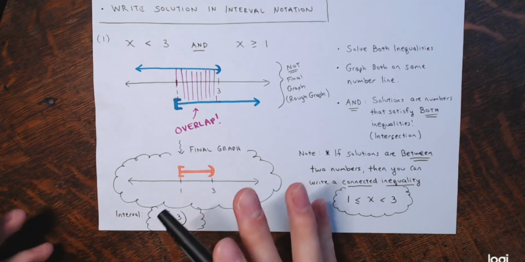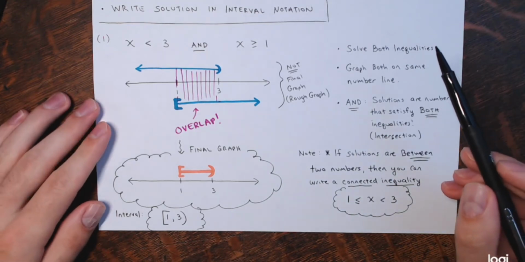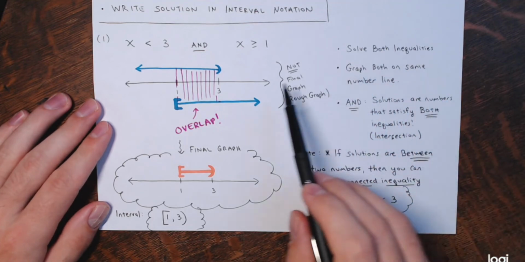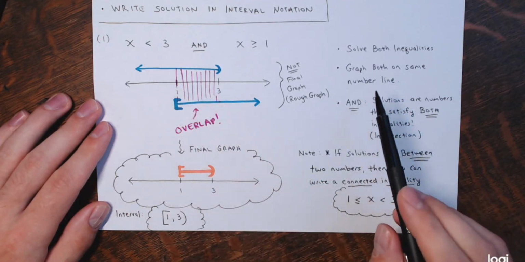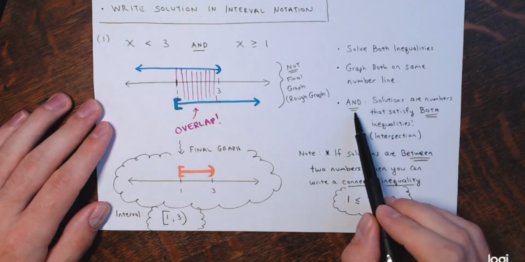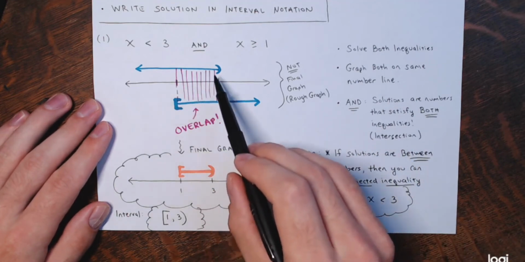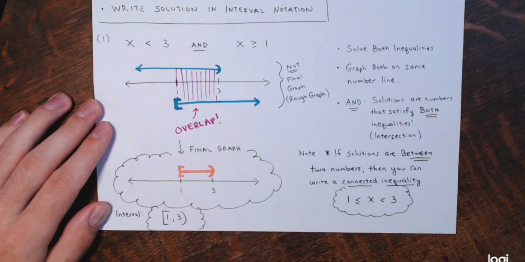So, a lot of stuff here in this first example. I'm only going to explain this in this much detail in this first example. The rest of these I'll go a little more quickly. So first, you solve both inequalities. I'll graph one on top, one on bottom of the same number line. And if it's an and inequality, you're looking for the intersection. You're looking for the numbers that are on both graphs, numbers that satisfy both inequalities at the same time.